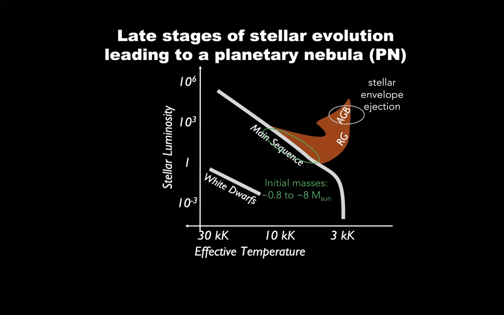a little while. When it finishes fusing helium into carbon, so now you've got a mostly carbon, oxygen core surrounded by helium products that are being produced by the hydrogen burning shell. Are you with me? You now have concentric shells of hydrogen burning, helium burning around an inert carbon oxygen core. That's called the asymptotic giant branch.